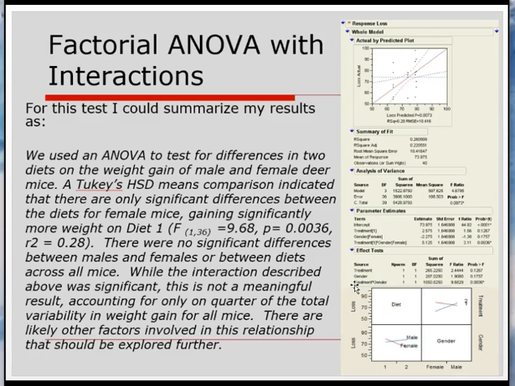Hopefully this has been eye-opening. I would assume that most intro stats courses don't get into factorial analysis of variance, so consider yourselves either lucky or cursed.